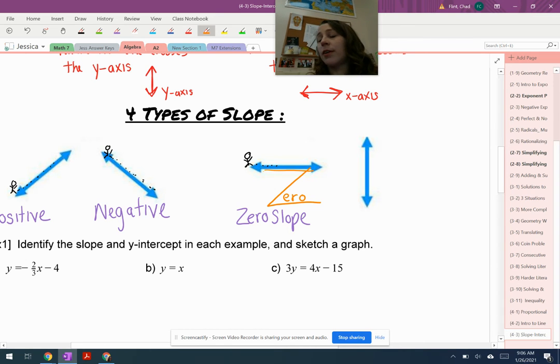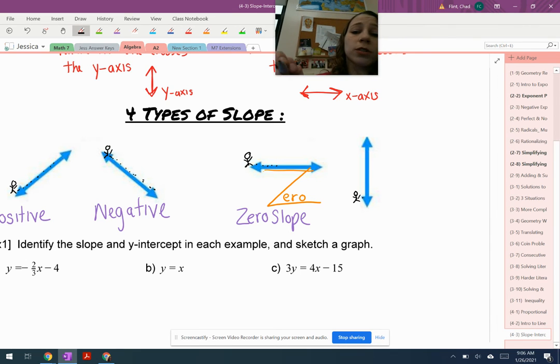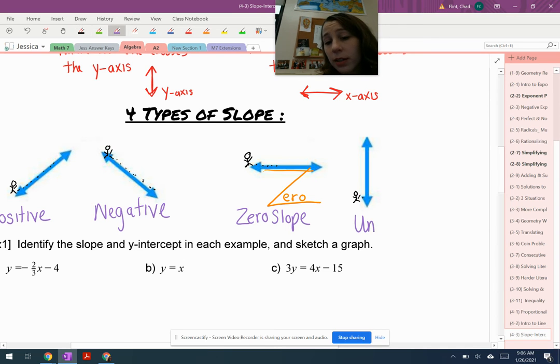Clever, I know. And this last one, my poor little guy, because he's not Spider-Man, he can't climb up a wall like that. He can't climb up a vertical wall. So because the little guy can't climb up, this is what's called an undefined slope.